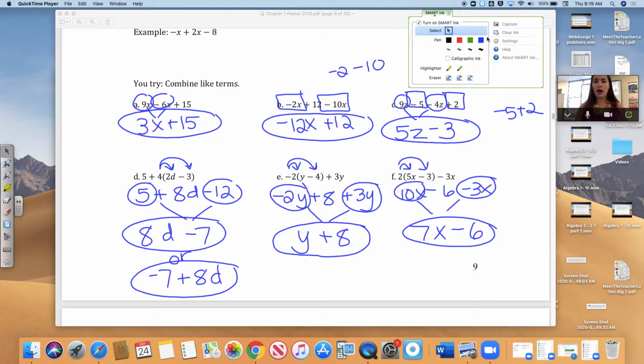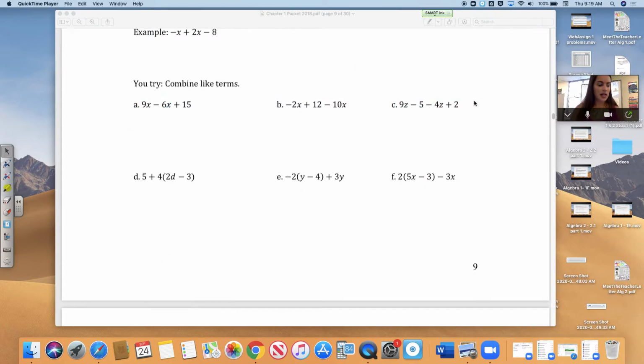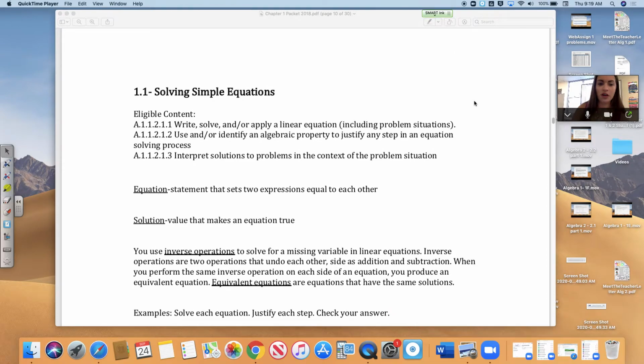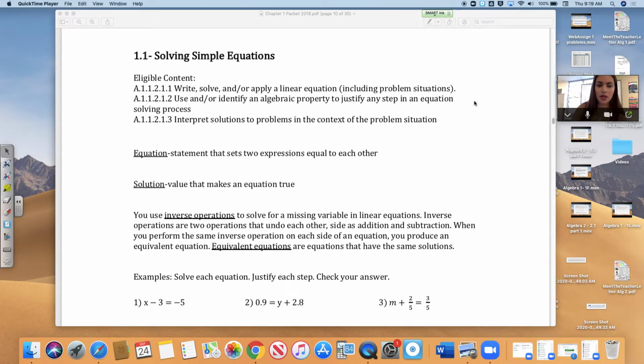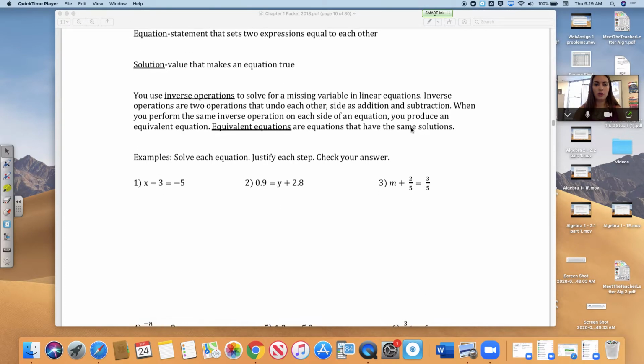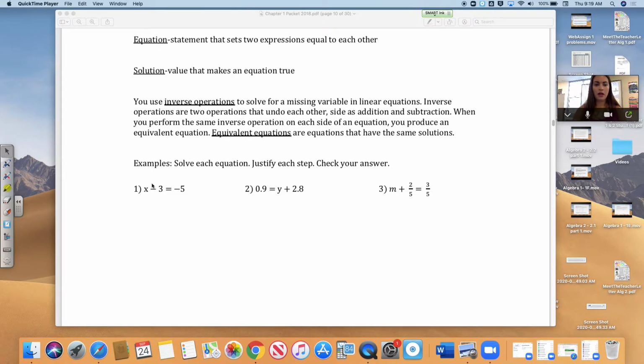Moving on to our lesson for today, let's get started with solving simple equations. So just a recap, an equation is a statement that sets 2 expressions equal to each other. And the solution to an equation is a value that makes the equation true. So an example of an equation would be here, x minus 3 equals negative 5.